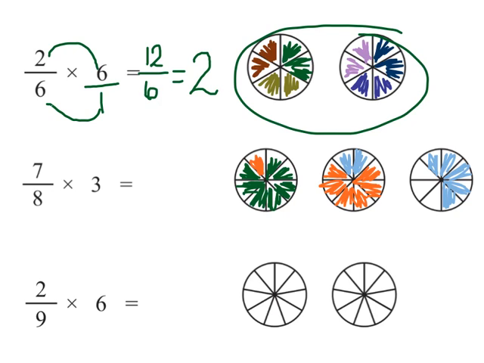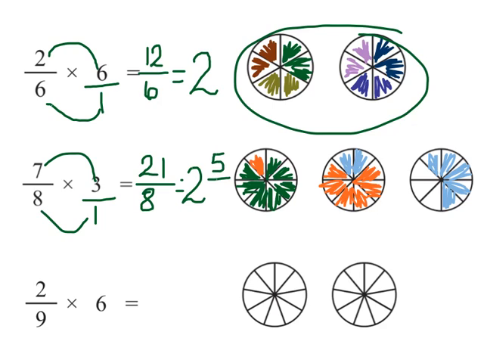So let's see if that works out in our multiplication problem. Put that over 1. 7 times 3 is 21. And 8 times 1 is 8. 8 goes into 21 2 times. 2 times 8 was 16 with 5 left over. So I have 2 and 5/8. And it does work.